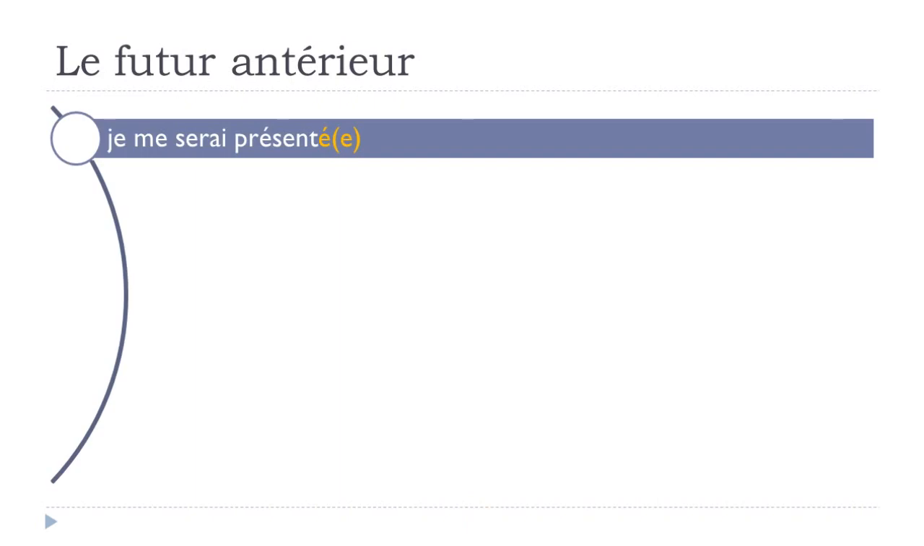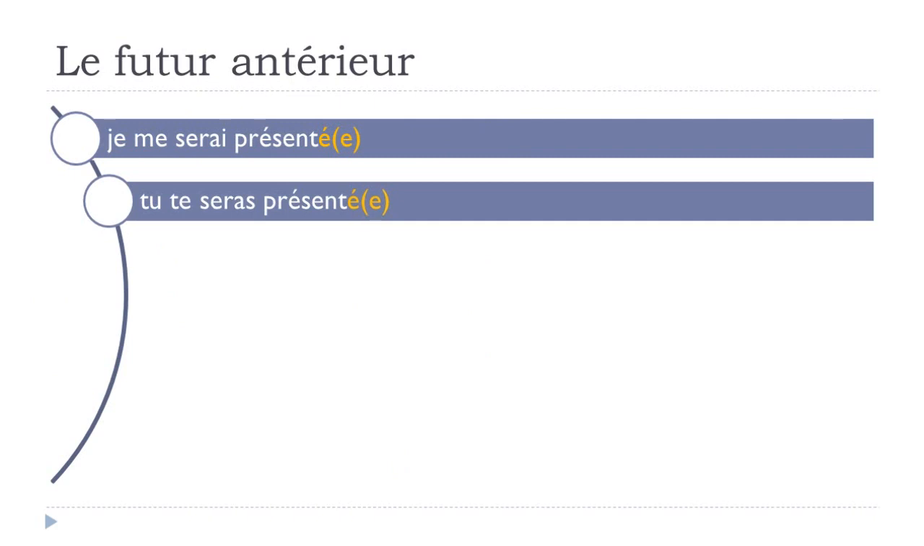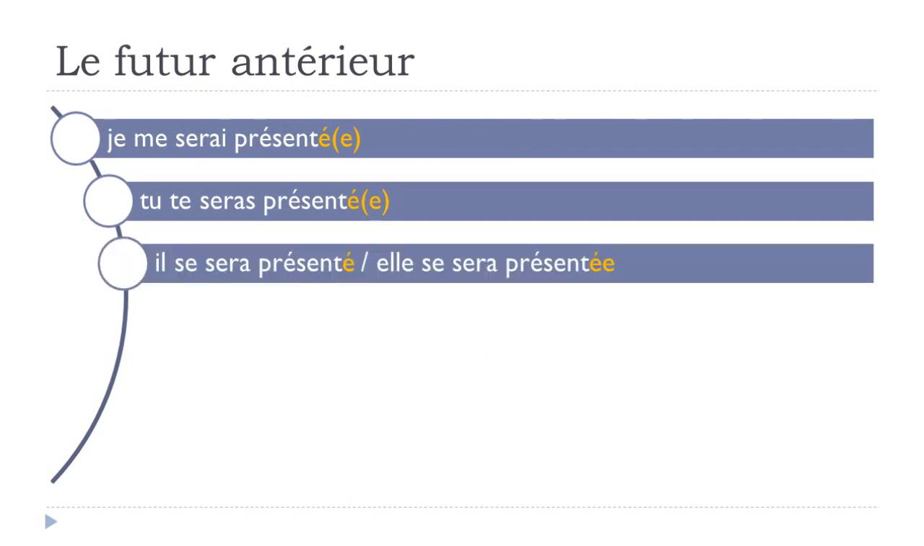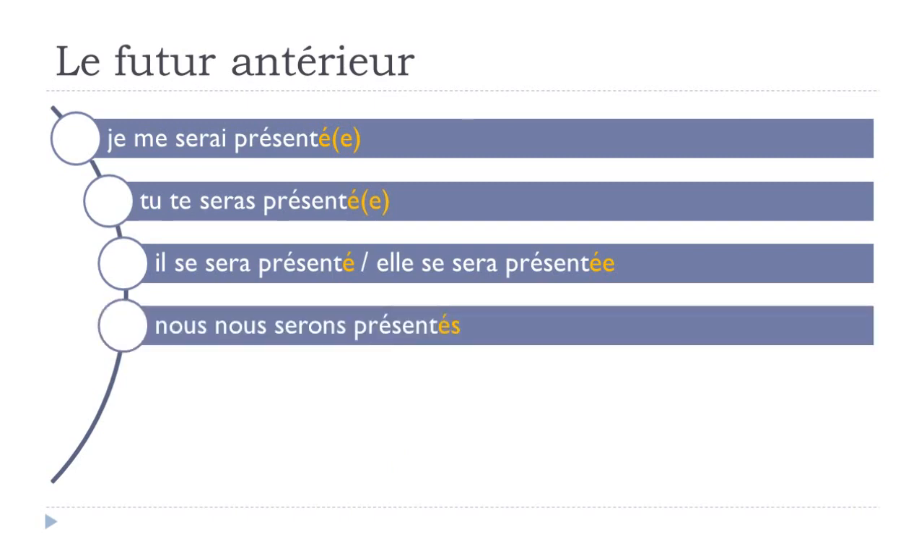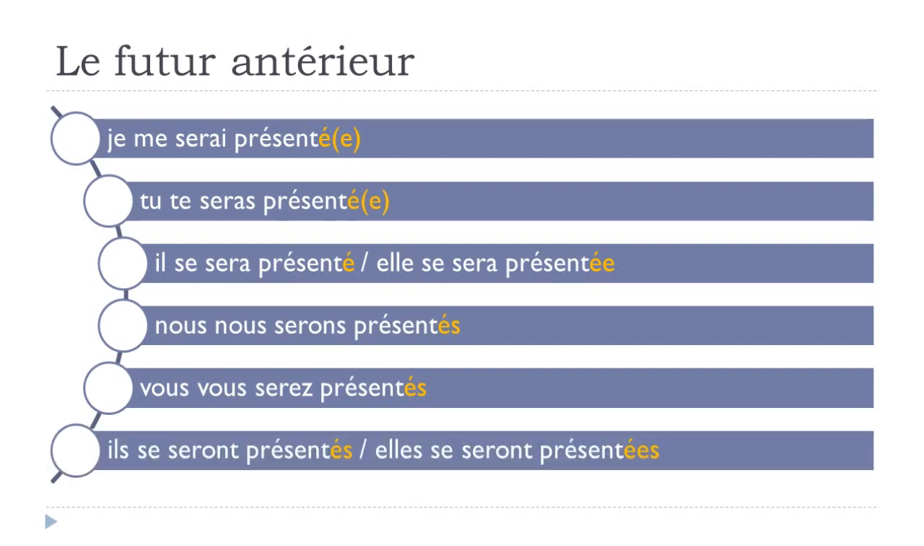And now we saw at the beginning of this video that all the reflexive verbs require être as well, okay, but then remember that the conjugation is a bit more tricky because you've got to use these me, te, etc. So let's see how they go when you put them at the futur antérieur, okay? So, je me serai présenté, tu te seras présenté, il se sera présenté, elle se sera présentée, nous nous serons présentés, vous vous serez présentés, ils se seront présentés, elles se seront présentées.